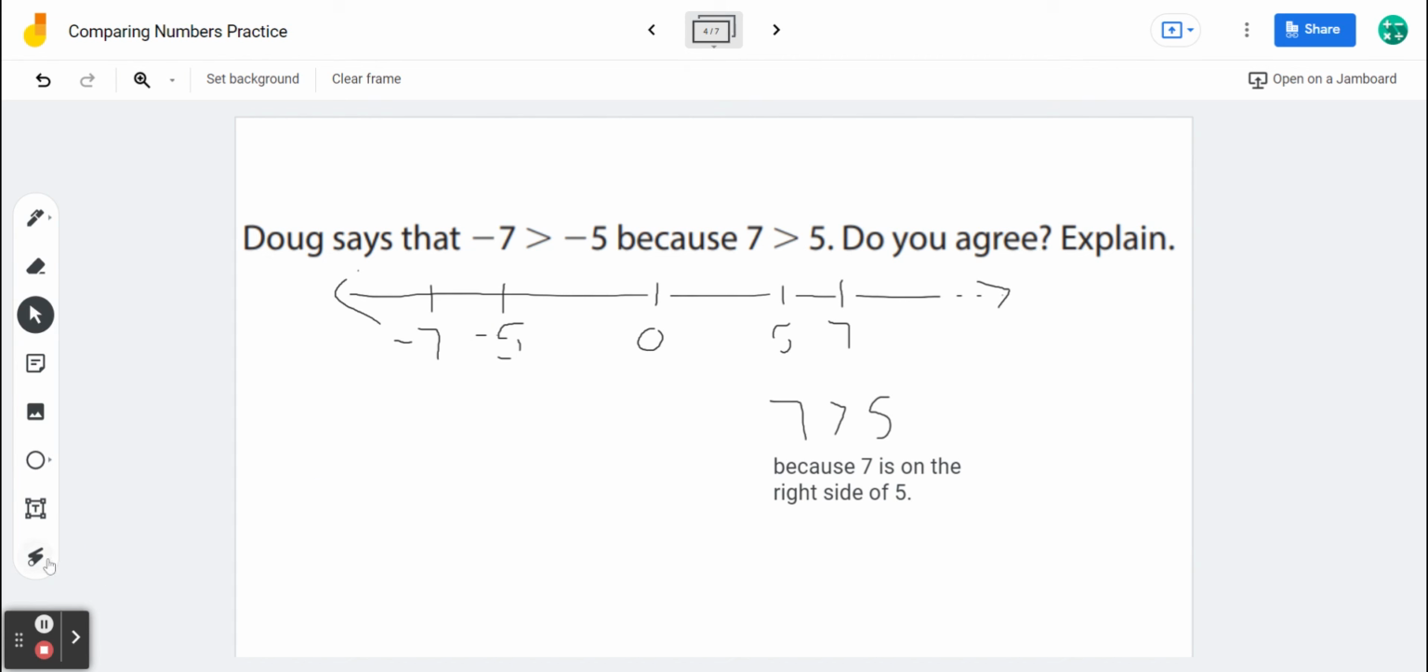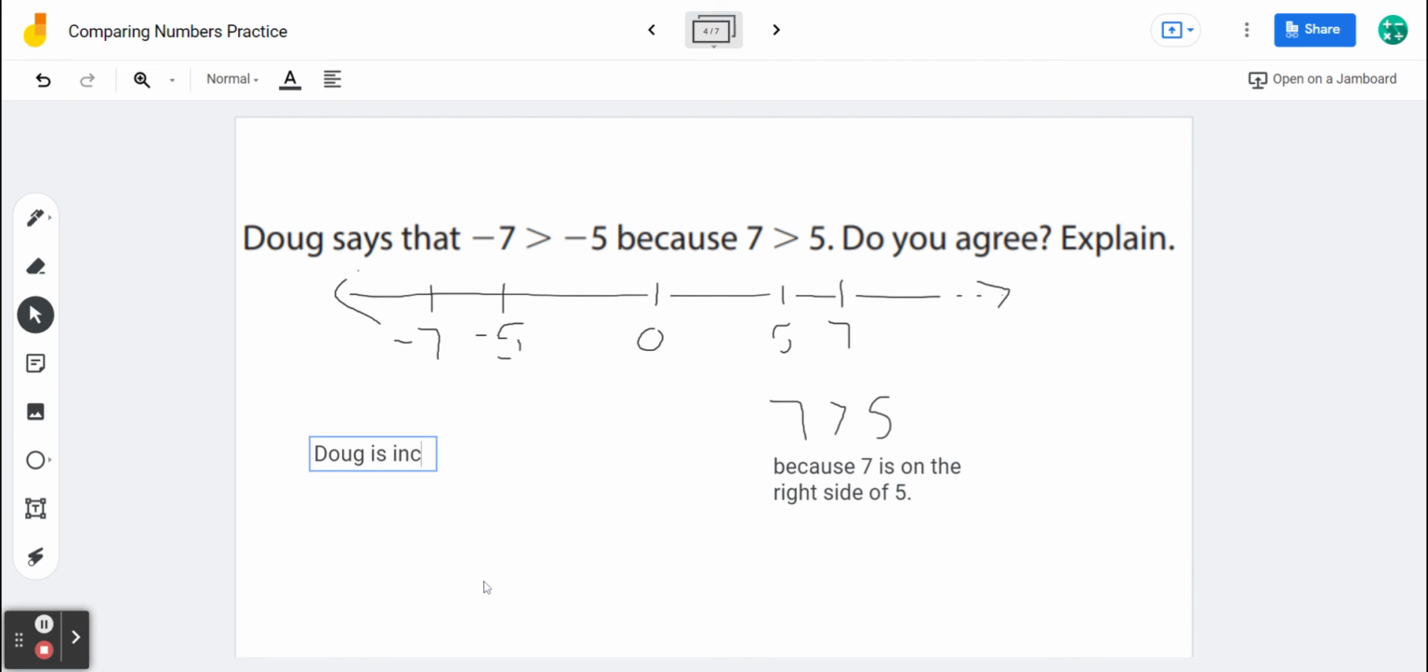So now let's go over here. That actually helps me with my explanation. Doug says this is bigger, greater than this. The number is bigger. Let's give him that. Yes, 7 is bigger than 5. But it is not greater than. Negative 5 is greater than negative 7. Why? Because this is further to the right of this. So that's what I'm going to explain.